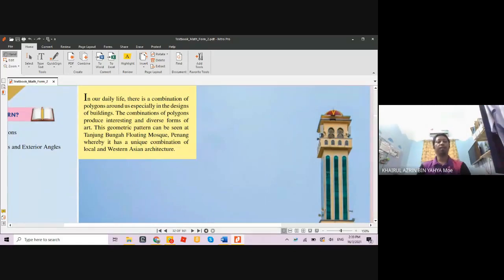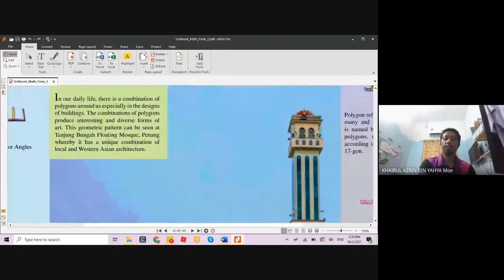In our daily life, there is a combination of polygons around us, especially in the designs of buildings. The combinations of polygons produce interesting and diverse forms of art. This geometric pattern can be seen at Tanjung Bunga Floating Mosque, Penang, whereby it has a unique combination of local and Western Asian architecture. Okay.